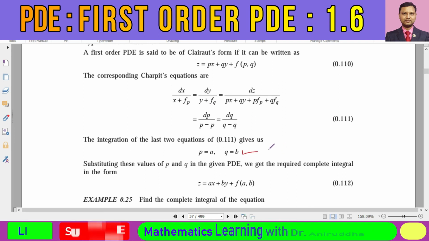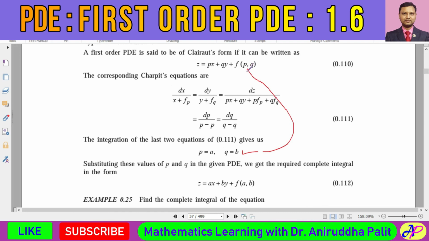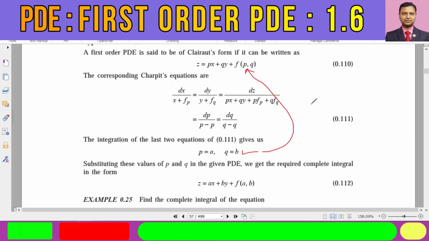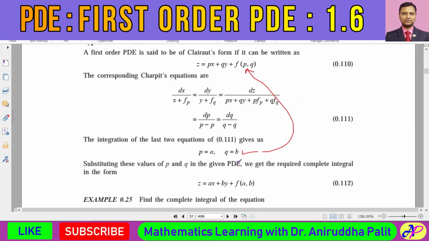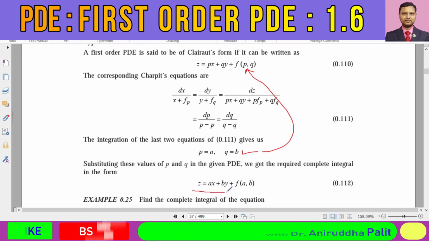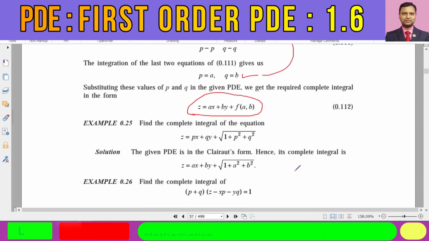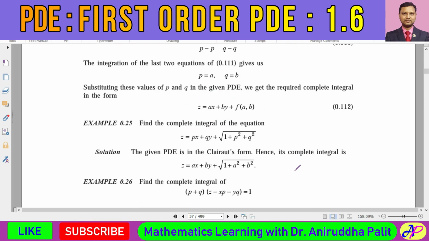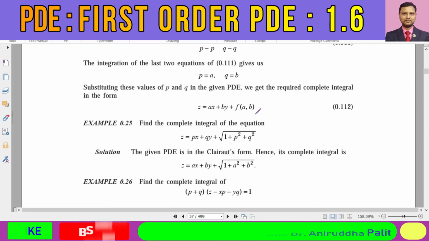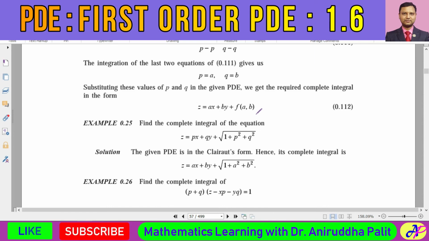If we put these expressions of p and q in the given differential equation in Clairaut's form, we will have this solution: z is equal to ax plus by plus f of a comma b, involving the unknown parameters a and b. In this way we can find the solution of the differential equation in Clairaut's form.